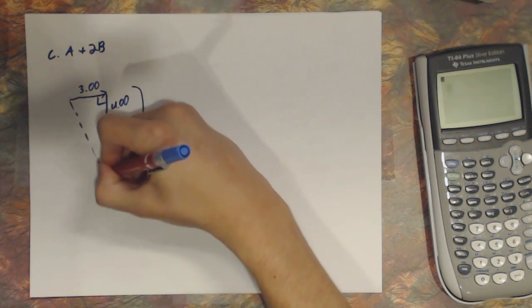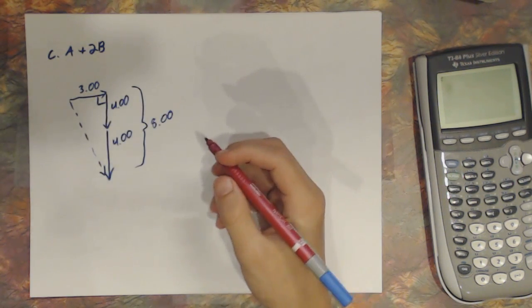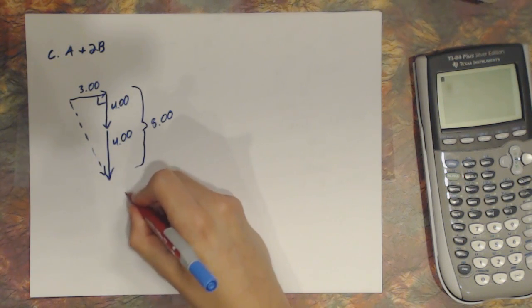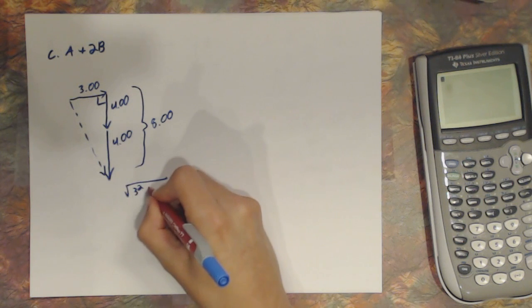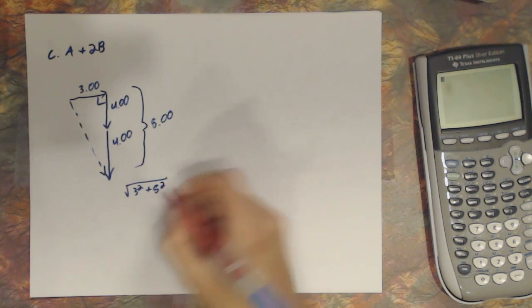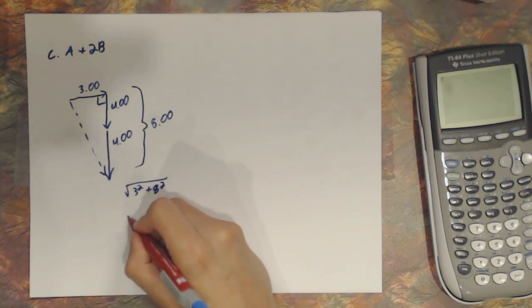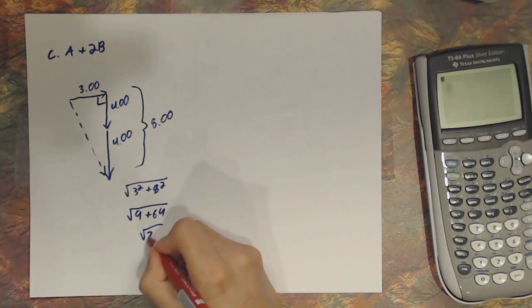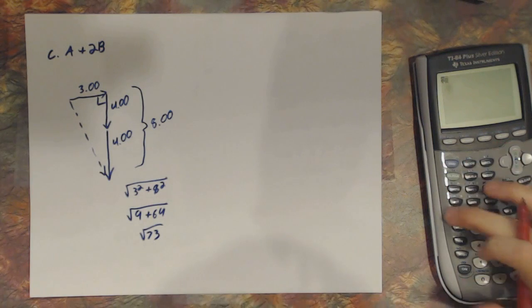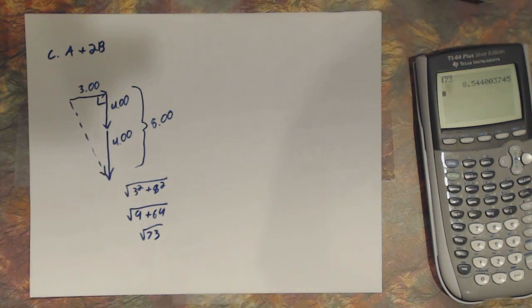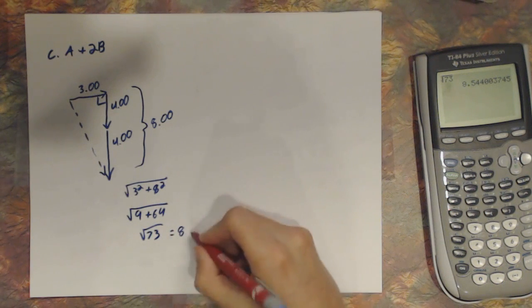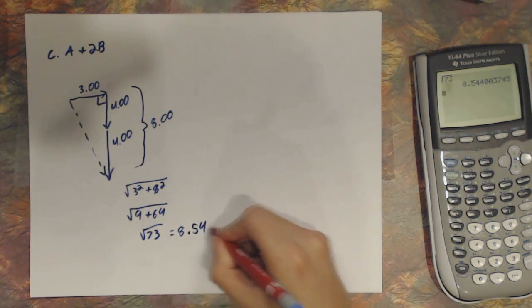And again, draw something connecting them. So to figure out this distance, we need to use the Pythagorean theorem again. So square root of 3 squared plus 8 squared is, my pen's dying, square root of 9 plus 64, which is root 73, which is 8.54 units.